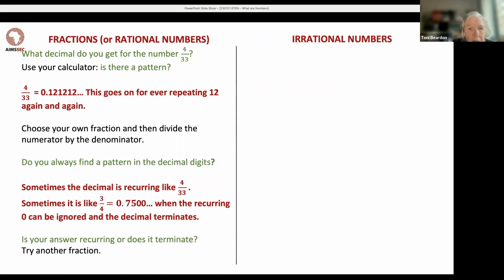So if you choose your own fraction and divide the numerator by the denominator, what do you get? Do you always find a pattern in the decimal digits? This is what you're looking for. You see the pattern in 4 over 33. It's 1, 2, 1, 2, 1, 2. Yes or no? You can do the thumbs up or thumbs down if you like. Is there always a pattern if you divide one number by another?